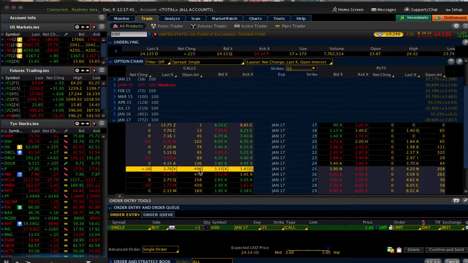There's about 496 open interest, so there's some interest in these options. The bid-ask spread is a little wider than I want. However, I feel if we can get filled at the mid price around 3.50 or 3.60 right here, that would be favorable.